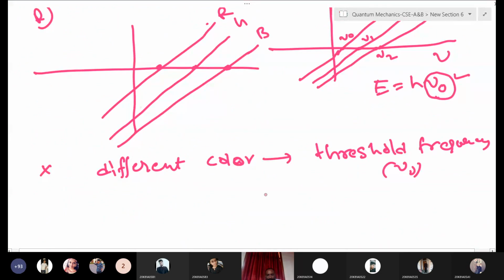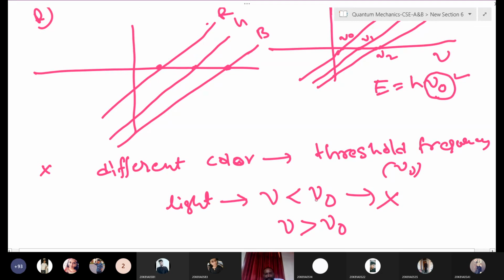Suppose omega is less than omega naught, we will not get the photoelectric effect. Omega should always be greater than omega naught. The incident light frequency should be higher than the threshold frequency, then only we will get the photoelectric effect. Then only the photoelectric effect is possible. Is this point clear to you? Yes, sir.